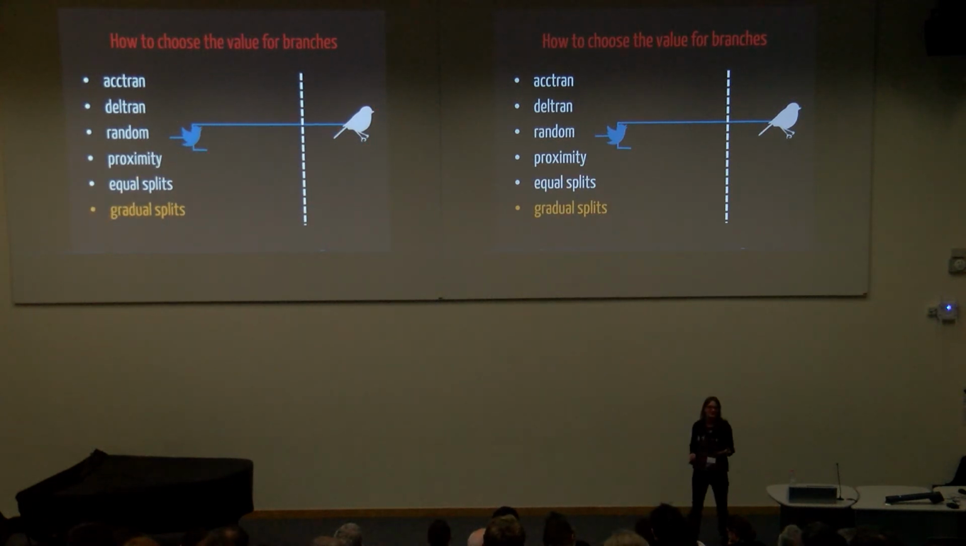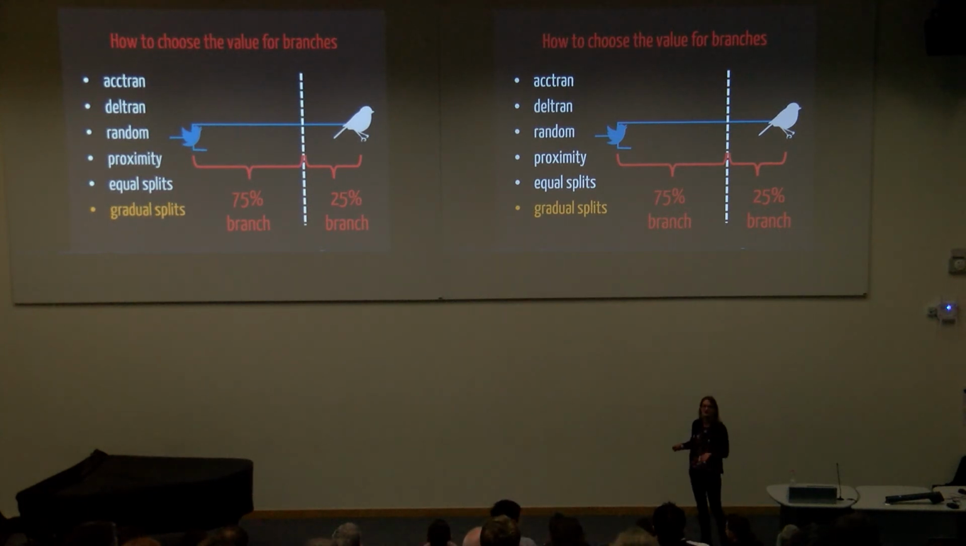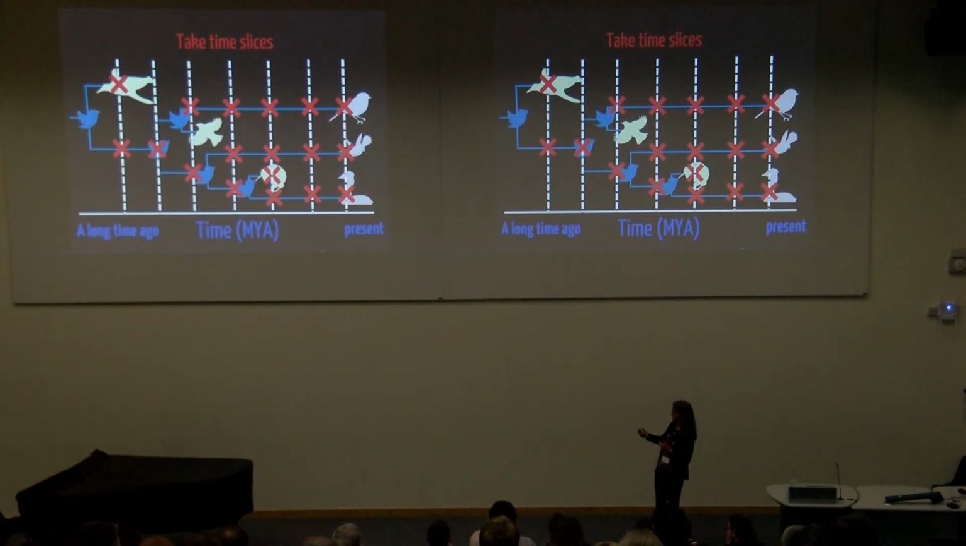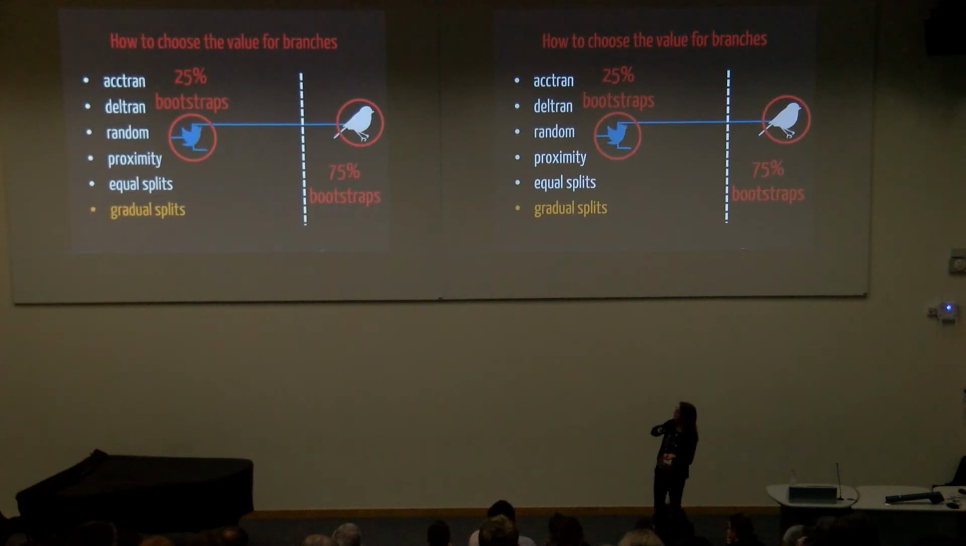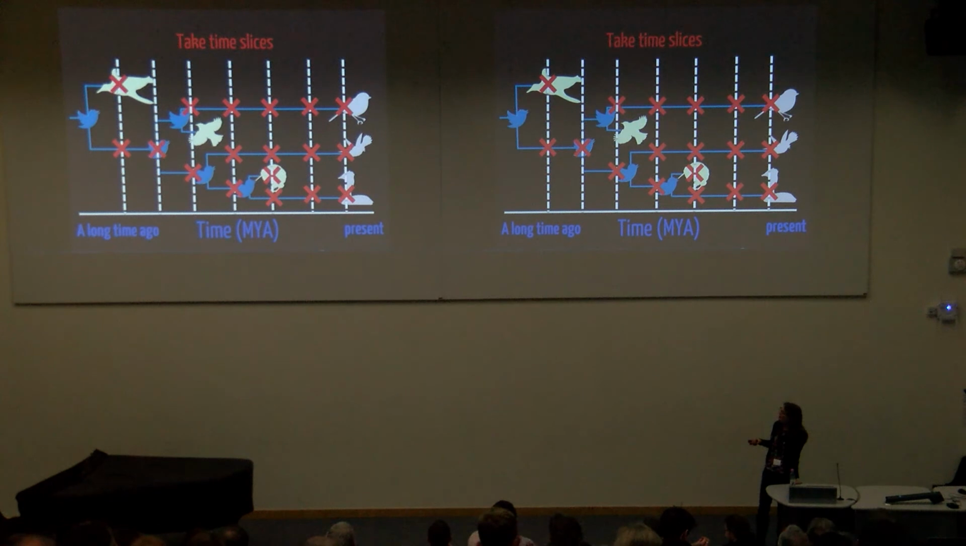The most complicated model is the gradual splits model, which is based on where the slice occurs. In this example, we have a slice occurring 75% of the way along the branch. If we're assuming a gradual mode of evolution, then we're assuming that things are probably closer to this one than to this one, in which case we take 25% of the bootstraps from the node and 75% from that tip value. So that's where we get these branch values from.